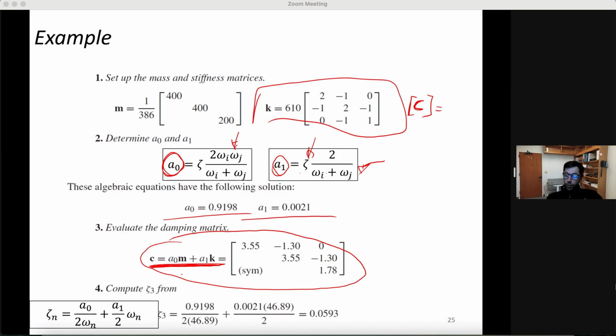When it comes to computing the equivalent viscous damping for the third frequency of vibration in this case, you need to remember that the equivalent viscous damping can be obtained using this formula. If you now plug in the values of A0 and A1 which you obtained, you will be able to find the equivalent viscous damping, which is 6% in this specific case.